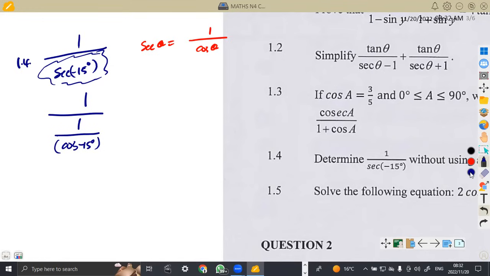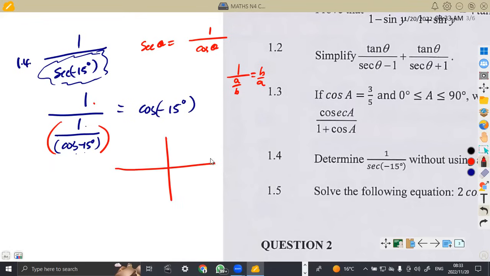Okay, I told you guys, whenever you've got a condition like this, 1 over A over B, it simply means B over A. So 1 over this fraction simply means we are going to obtain cos minus 15 over 1, which is cos minus 15 degrees. So that is what we're going to have.